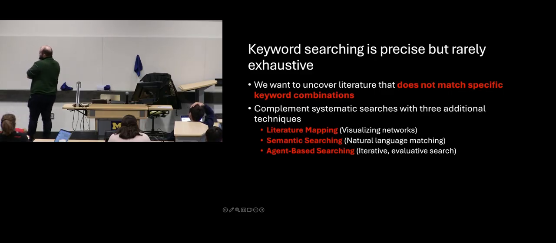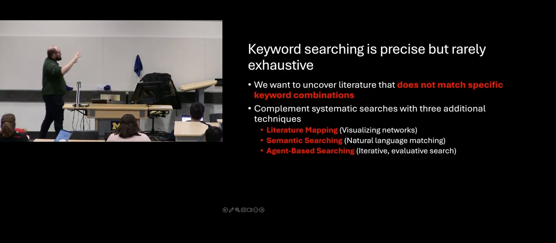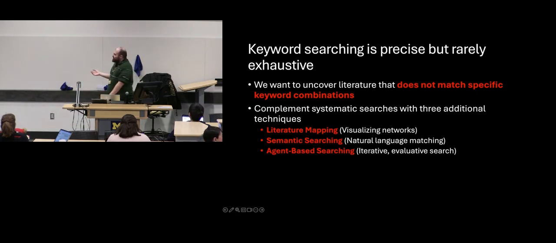Then we're going to do semantic searching. You've done a little bit of that with the Google Scholar Labs, but this is where you don't need exact keywords to do the literature search. It's going to understand the gist of what you're searching for, look in that vector space, and figure out what you mean. And then we're going to talk about agent-based searching, which is really cool.